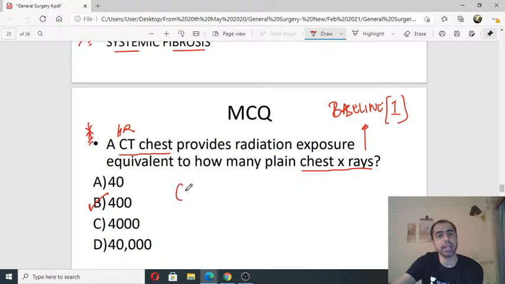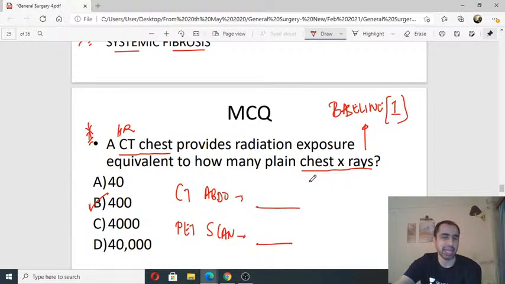If they ask you CT abdomen, what will be your answer? CT abdomen, how many times a chest X-ray? What is the radiation exposure in a CT abdomen? They will ask these two and the third will be PET scan. These three should come. What is the radiation exposure? I cannot give you numbers. You need to know the answer. Compared to a chest X-ray, what is the radiation in a CT abdomen and what is the radiation in a PET scan?